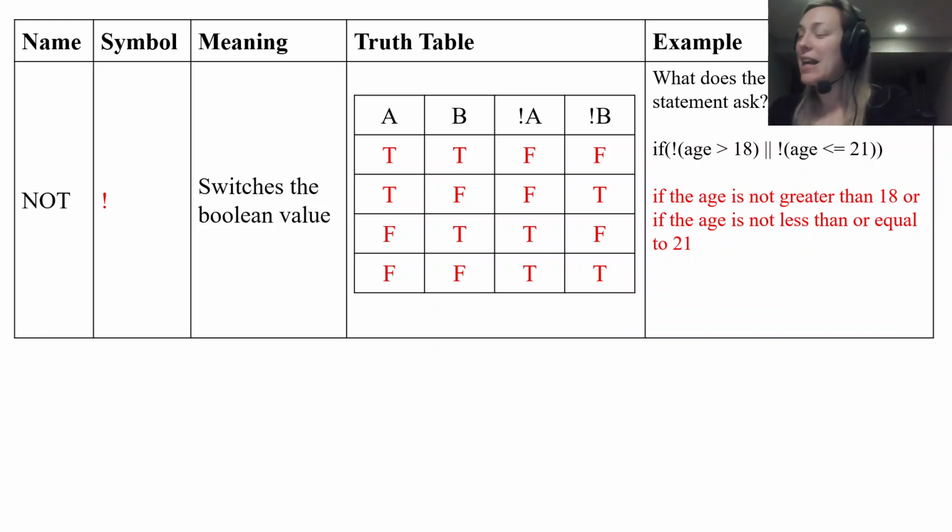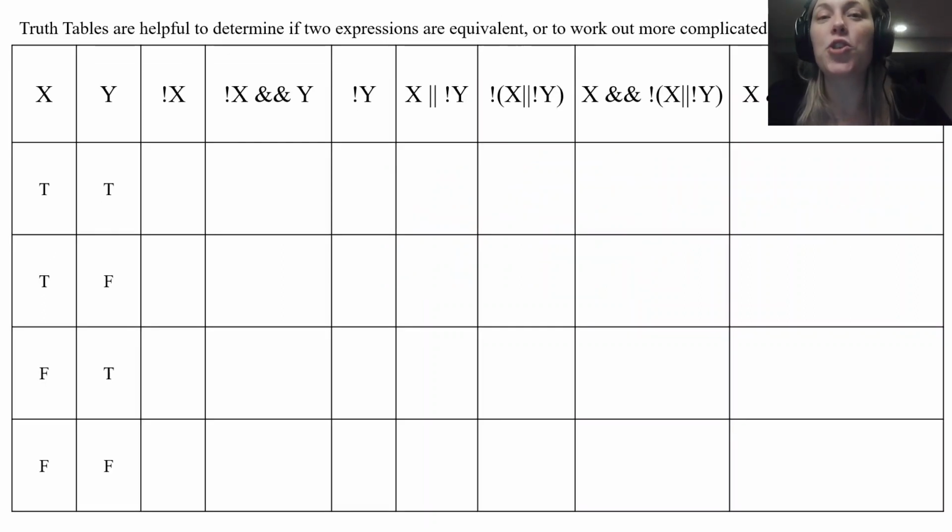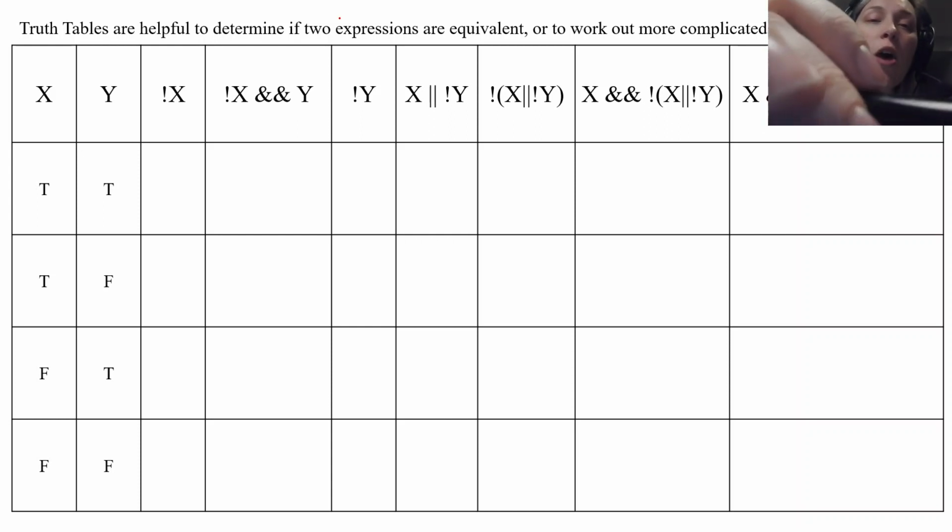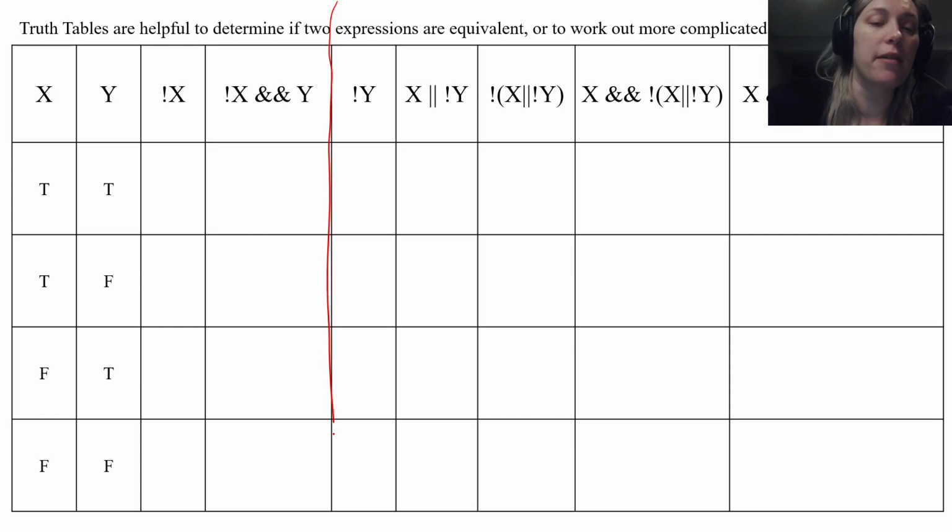Okay, so the not operator switches those values. Okay, so here's a fun piece. Truth tables are very helpful to determine if two expressions are equivalent or to work out more complicated Boolean expressions. So here's what I have going on here. I almost have two examples in one here.